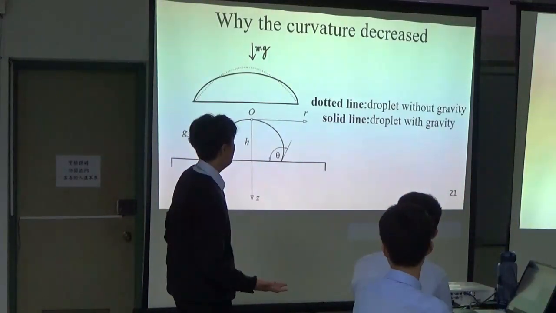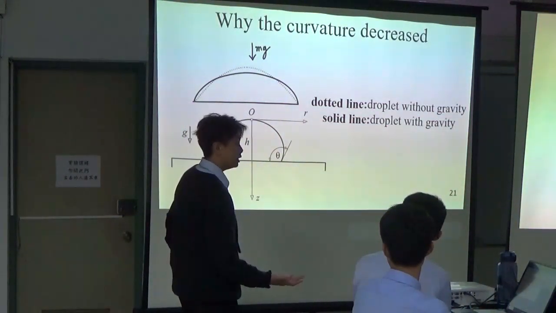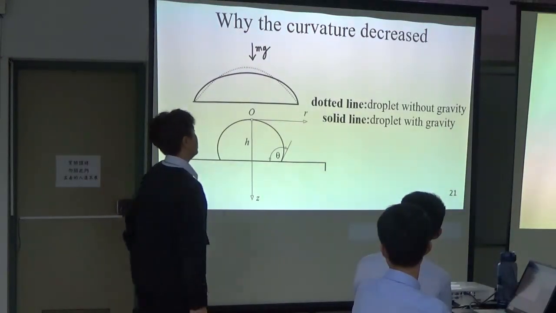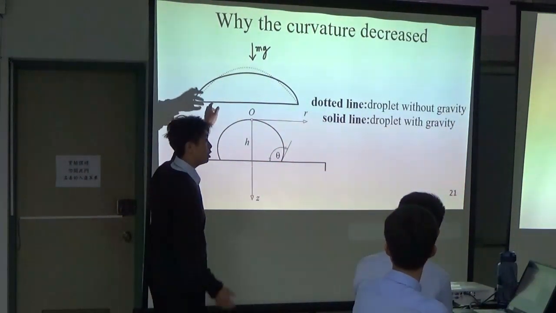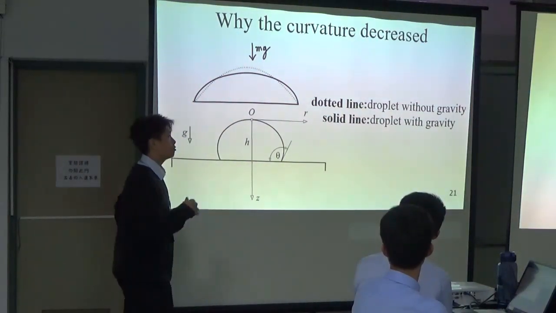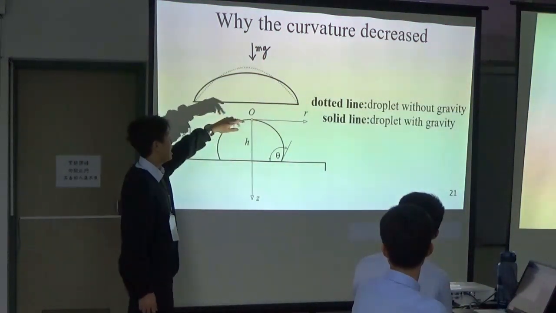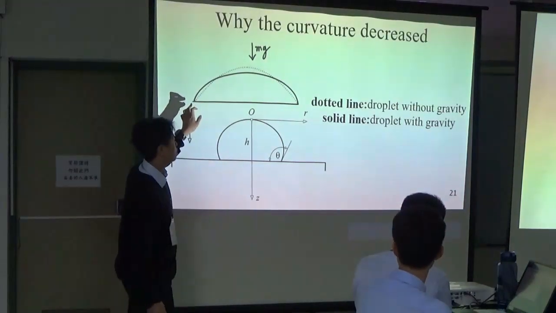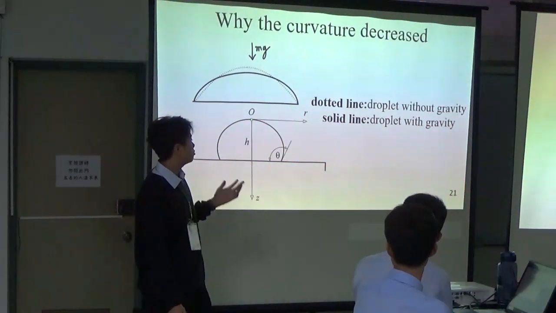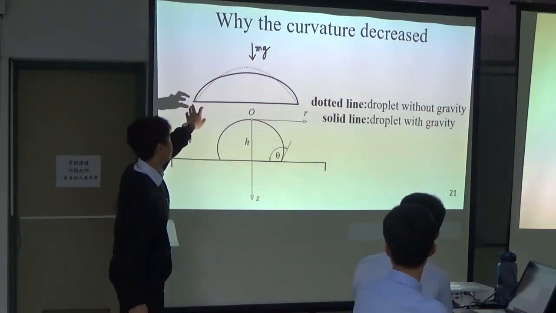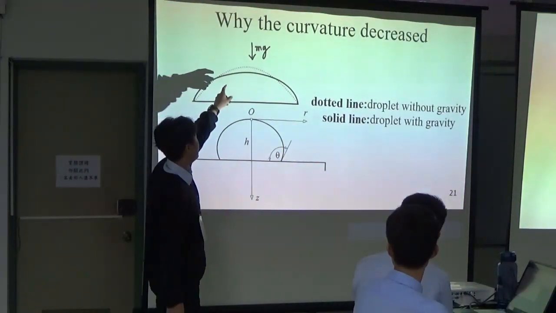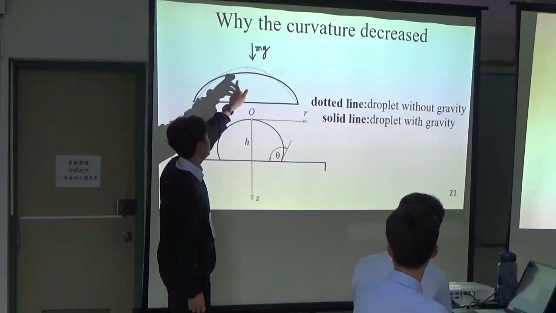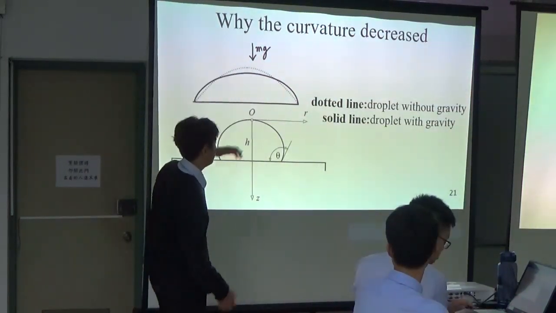So why is it? When the curvature decreased, actually the dotted line is called the droplet without gravity. If we add the droplet without gravity, it actually forms like this, and the solid line means the droplet with gravity or bigger gravity. It helps you directly know why the curvature decreased. The upper one, the curvature is actually bigger, and the other, the curvature is actually smaller.